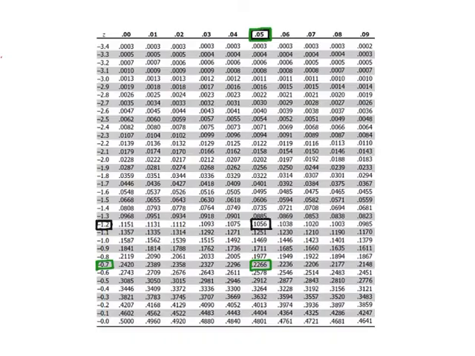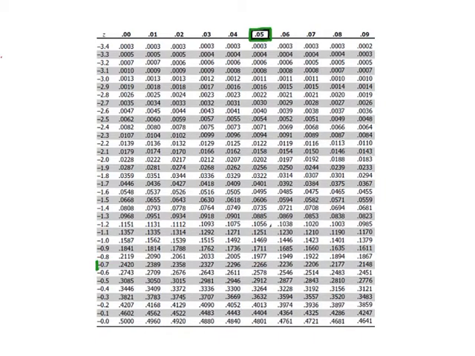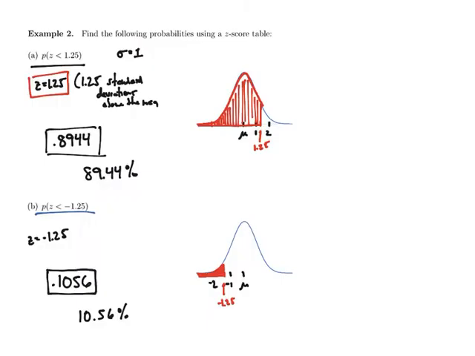Let's go back to our positive z-score table. Let's find 2.00. It is 0.9772, and negative 2.0 is 0.0228. So we have 0.9772 and 0.0228.